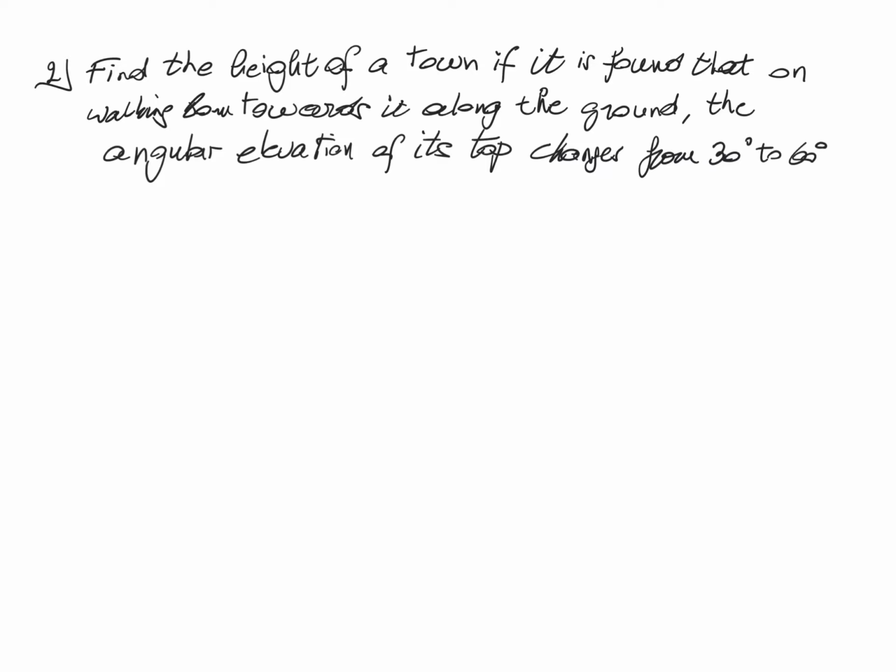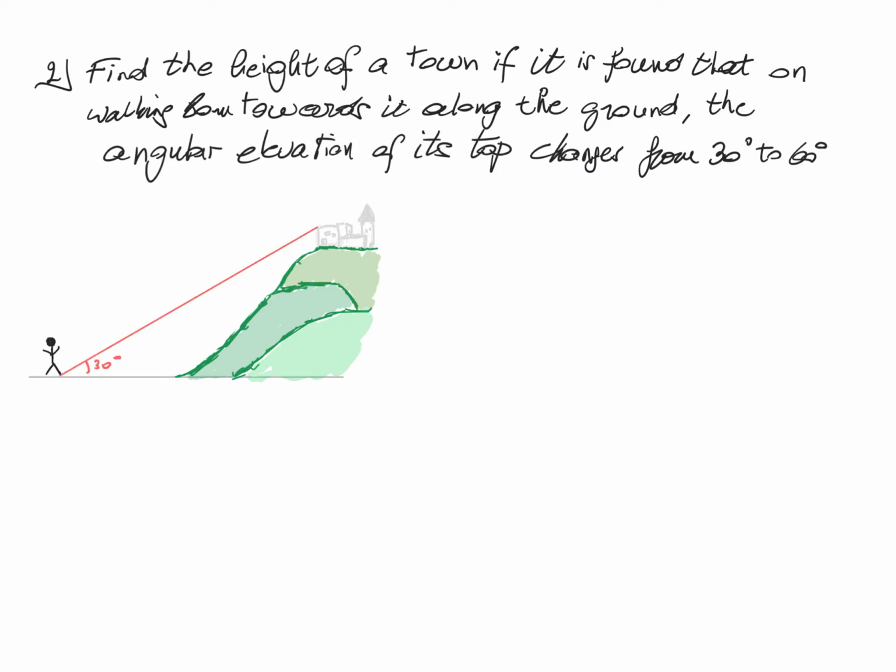It says there is a man who is walking along the road, and when he is walking on the road, he sees a town somewhere up in the hills. From where he is standing, the angle of elevation is 30 degrees. When he then walks along the road for 80 meters, the angle of elevation changes to 60 degrees. Calculate the height of the town.